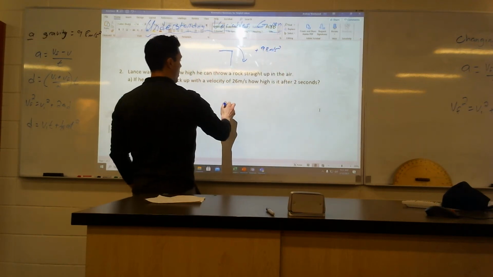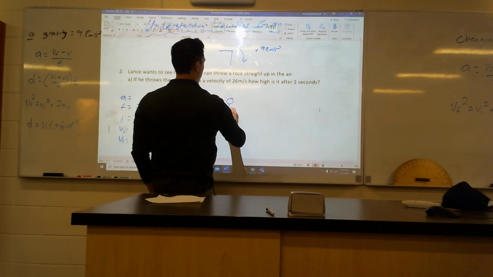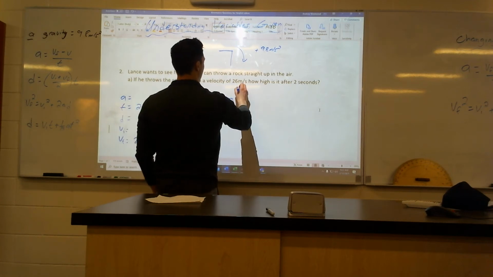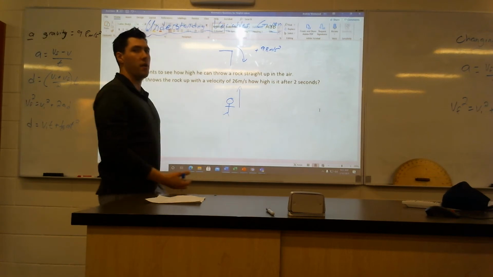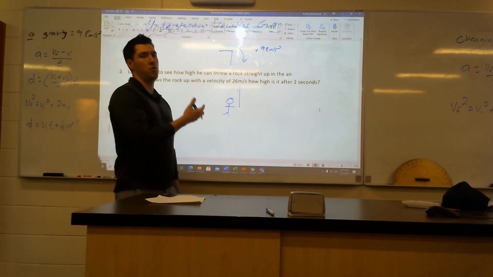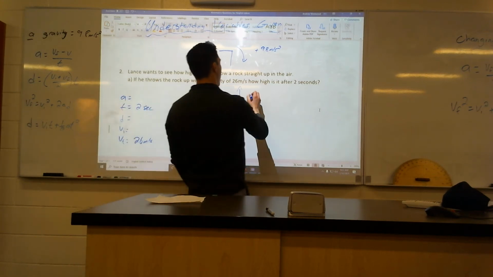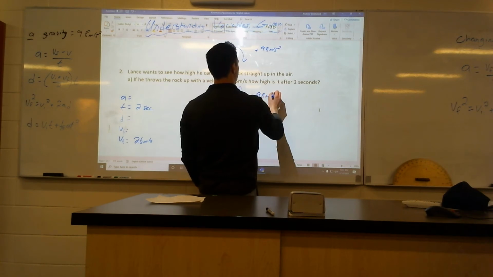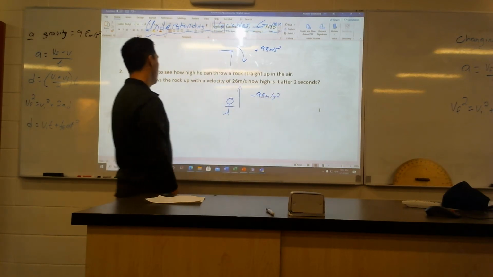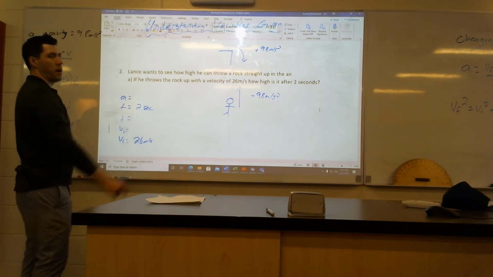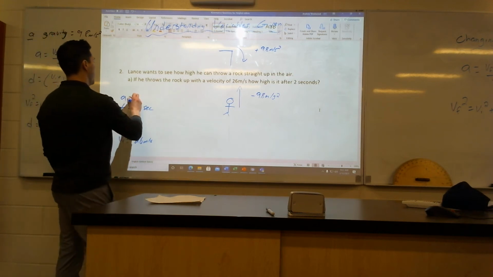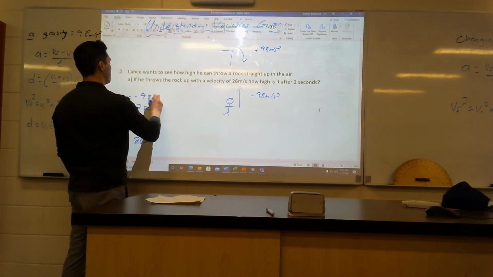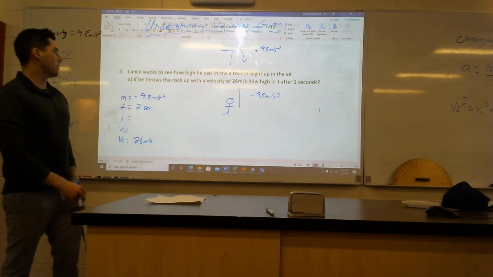If, like in this question, you are a person who is throwing a rock straight up, gravity is going to be slowing down your rock. So it is going to be a negative 9.8 meters per second squared. So in this question, my other variable is negative 9.8 meters per second squared. That's my third variable.